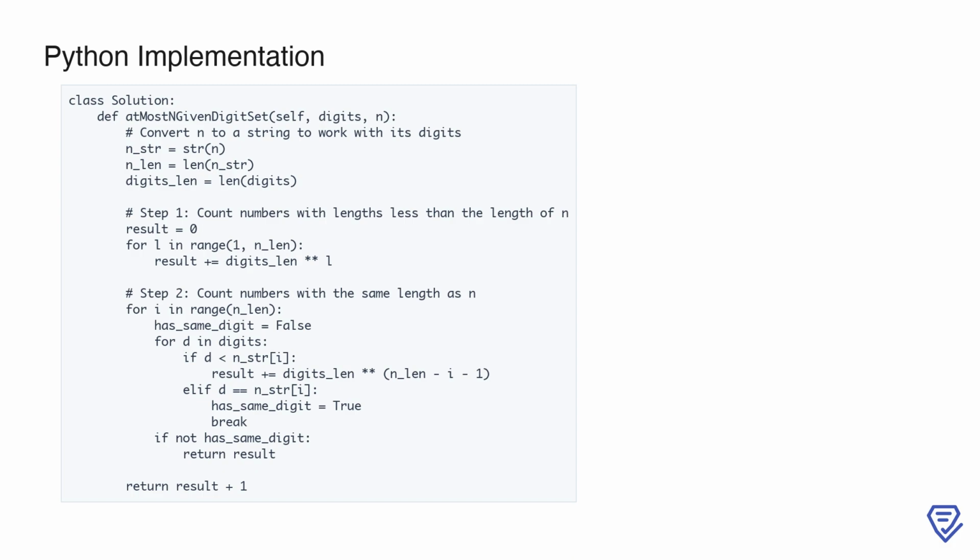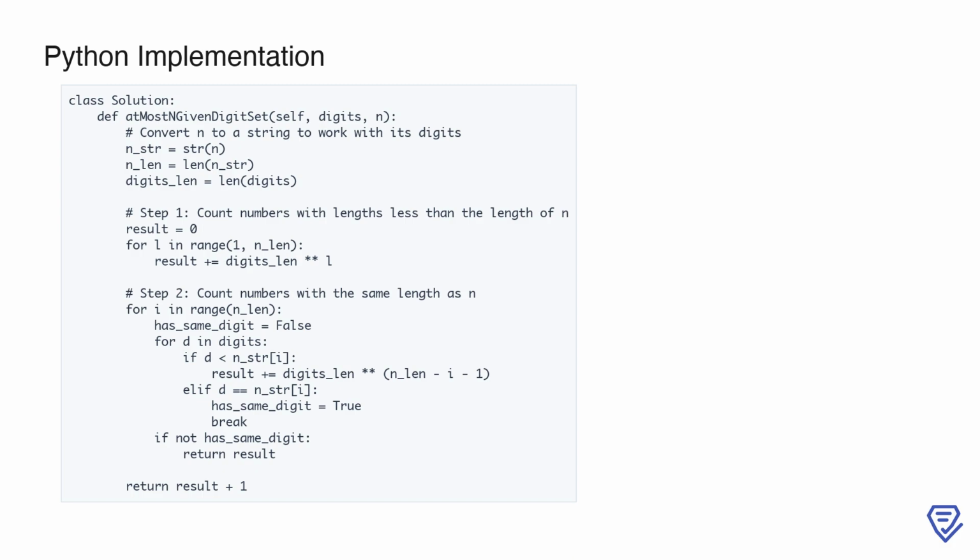3. Step 2. Count numbers with the same length as n. We iterate through each digit position of n. For each digit of n, compare it to the available digits in the set. If a digit from the set is smaller than the current digit of n, all combinations of the remaining positions are valid, so we add digits_len^(n_len-i-1) to result. If a digit from the set matches the current digit of n, we continue checking the next position. If no digit matches, we stop since no further valid numbers can be formed.